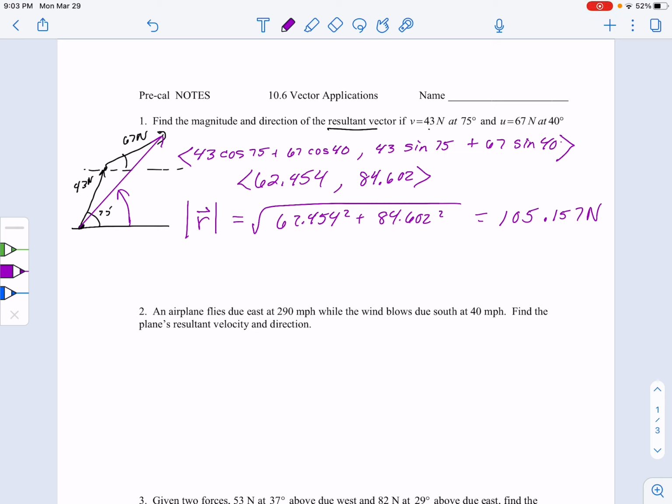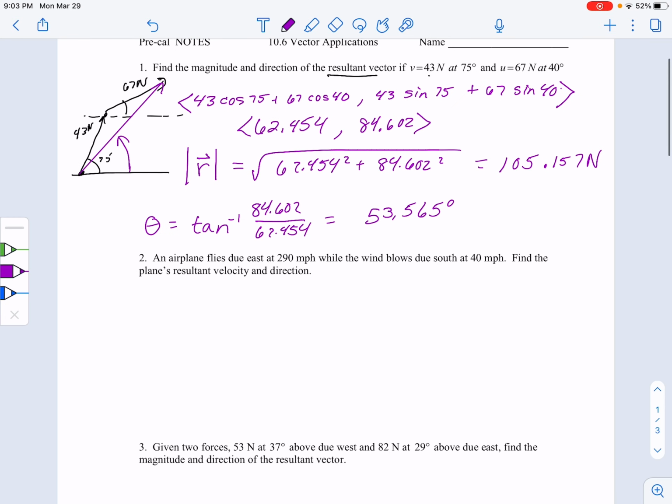Direction. My angle is going to be the inverse tan of y over x, so 84.602 over 62.454. It's in the first quadrant because these are both positive, so I don't need to worry about adding 180. Inverse tan, 84.602 over 62.454, and I got 53.565 degrees. All there is to it, okay?